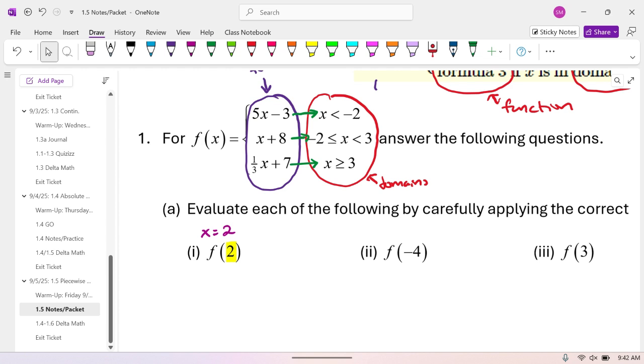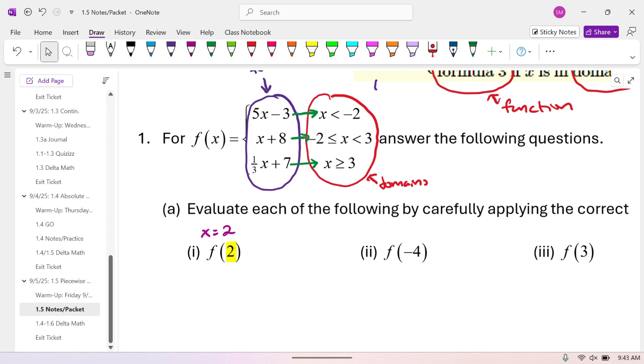If I plug in 2 here, I will have 2 is less than negative 2. Is that a true statement? No. So we don't use the first one. Now, the next one, negative 2 is less than or equal to 2, which is less than 3. Is that a true statement? Yes. So we're probably going to use this. But let's still check the last one. 2 is greater than or equal to 3. Is that a true statement? No. So, since this is the true domain, we're going to use x plus 8 to plug the 2 in.